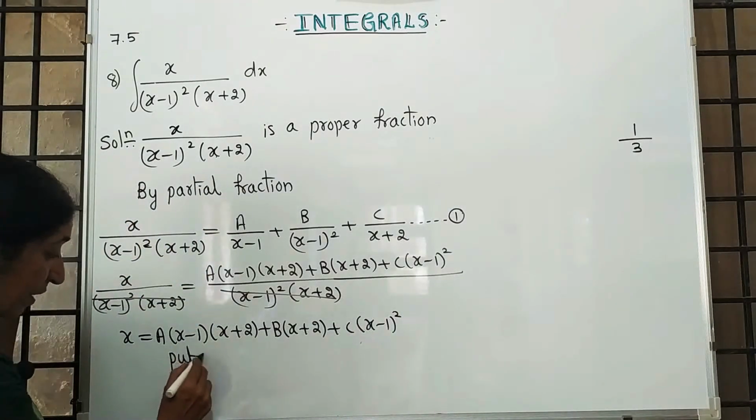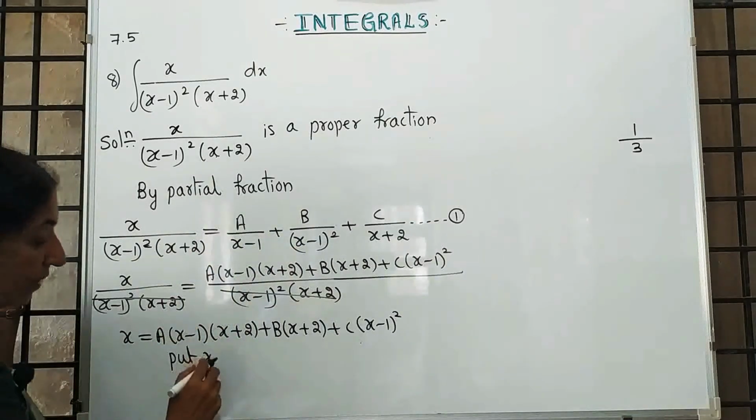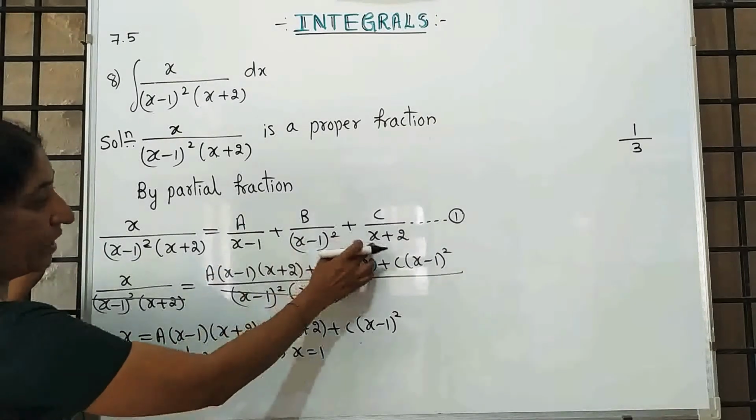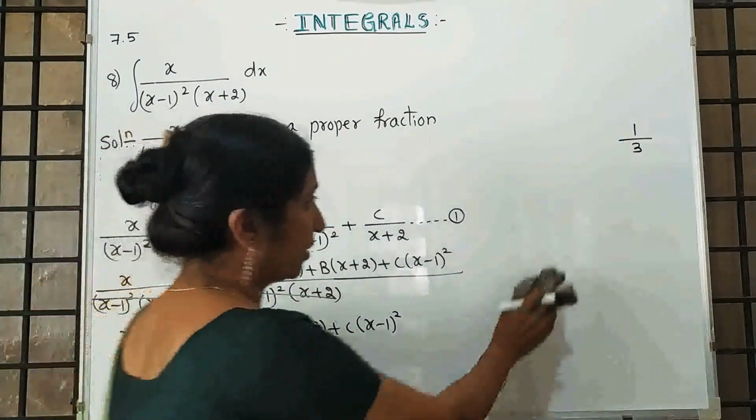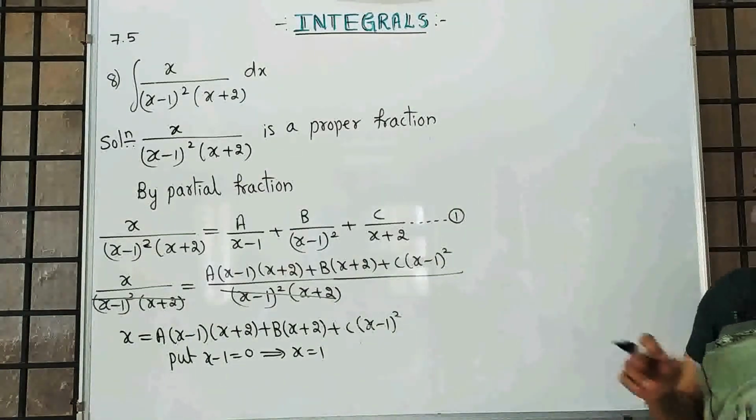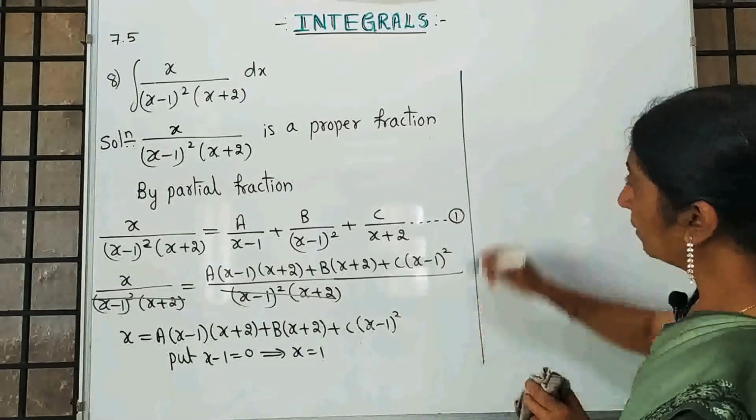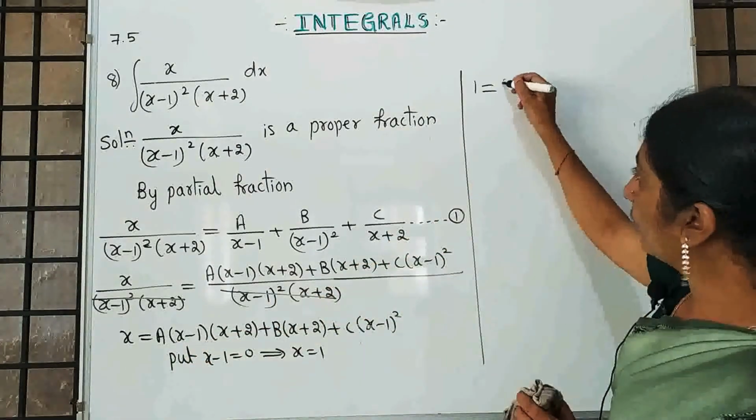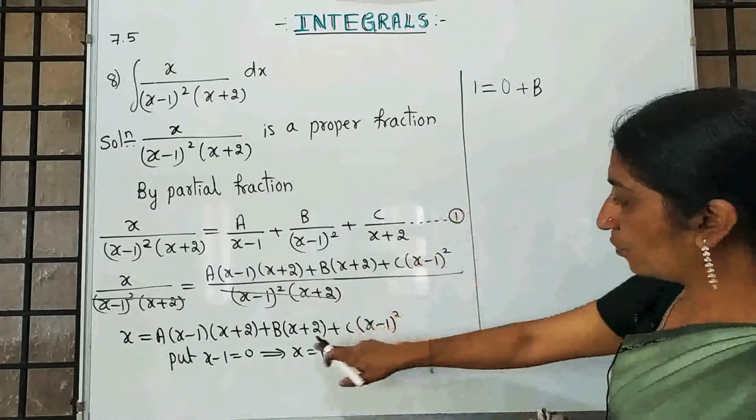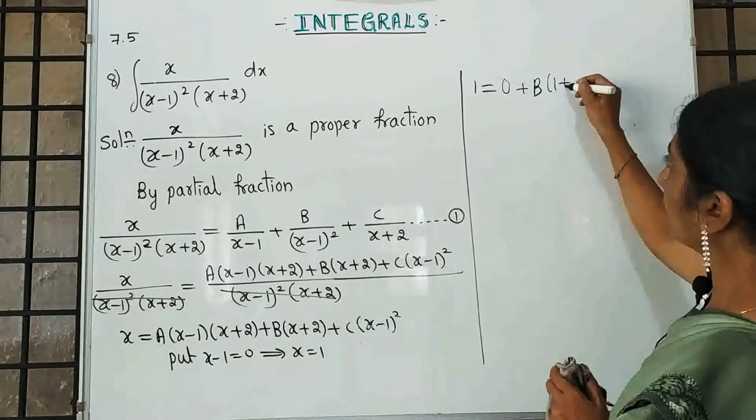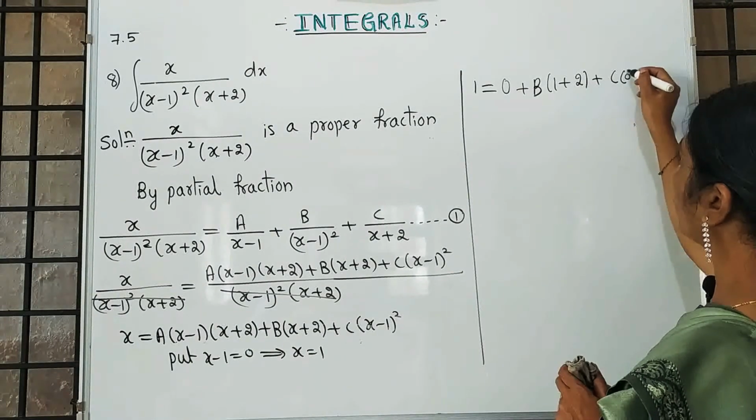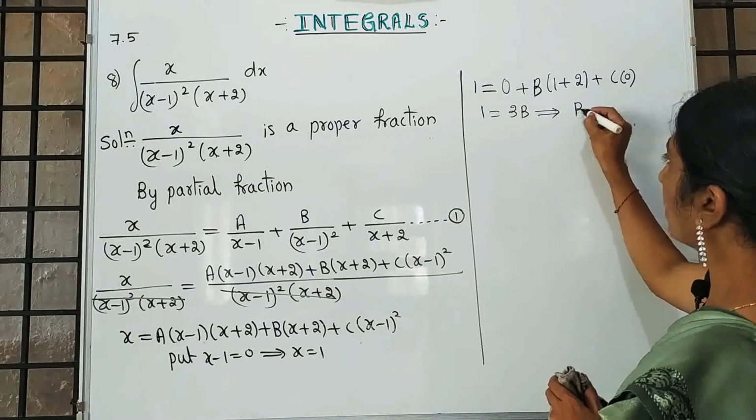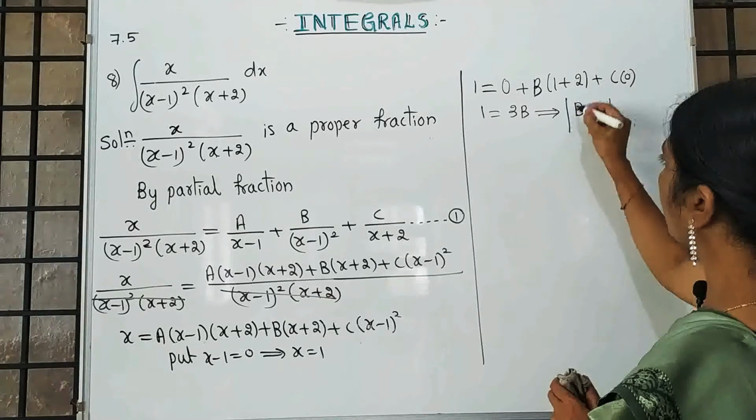Select the right side terms, linear terms one by one. x minus 1 is 0, that is x is equal to 1. Only 2 we have, don't take a square, it is again x minus 1 only, but it is repeated. Now wherever x is there we are writing 1. Then how you will write? 1 is equal to, in this expression, 1 minus 1 is 0, plus b into 1 plus 2, and with c it is 0. So 3b, implies b is equal to 1 by 3.